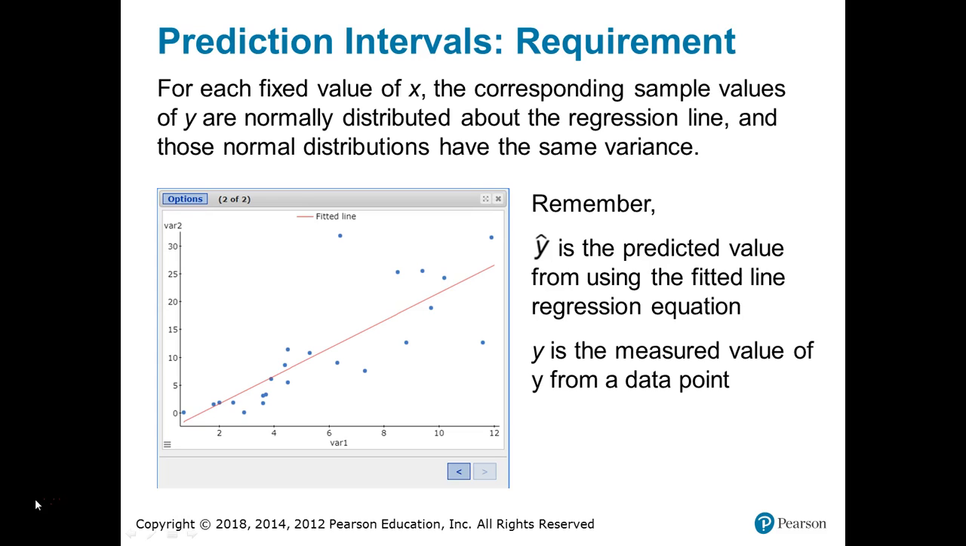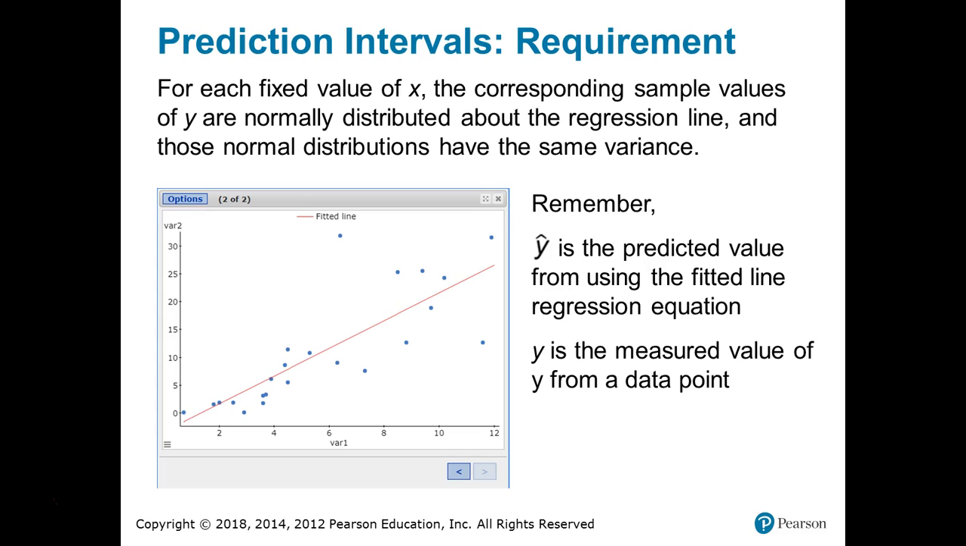So for each fixed value of x that's given, the corresponding sample values of y are normally distributed about the regression line. That's a requirement here. What do I mean by that? The x values are fixed. The y's are normally distributed around the regression line. That means that if you were to plot the distance of these y values from the regression line, they would be normally distributed. You'll have some that are really close, some that are further away, and that will generally be a bell shape if you were to plot it.